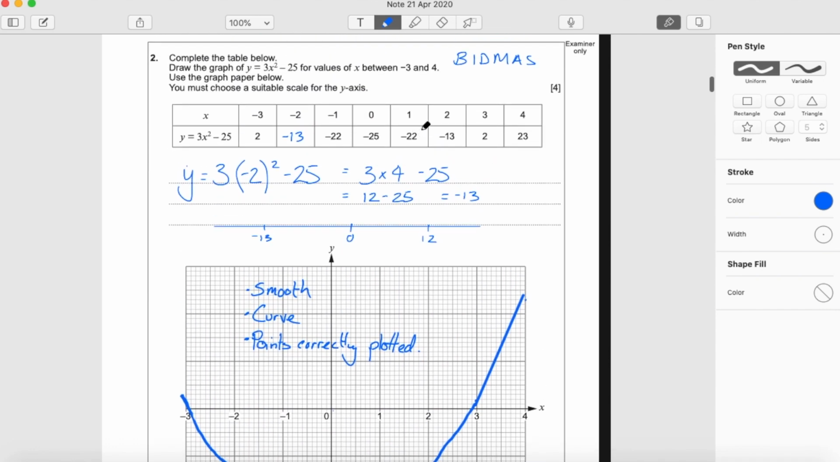So that's question 2. I hope that's helped. Any questions, just leave a comment down below. Sorry about the line, it's quite difficult for me to draw a nice parabola with this pencil.